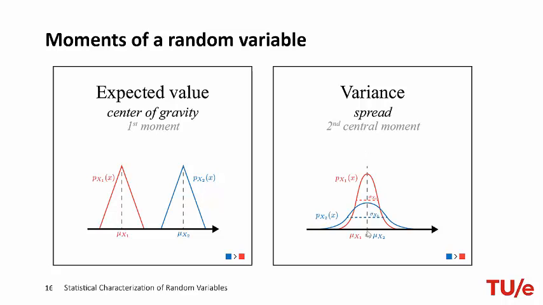For example, here we have two probability distributions with the same center of gravity, but the blue probability distribution has a larger variance or standard deviation than the red probability distribution. And this can be already known by calculating the variance without knowing the complete probability distribution.